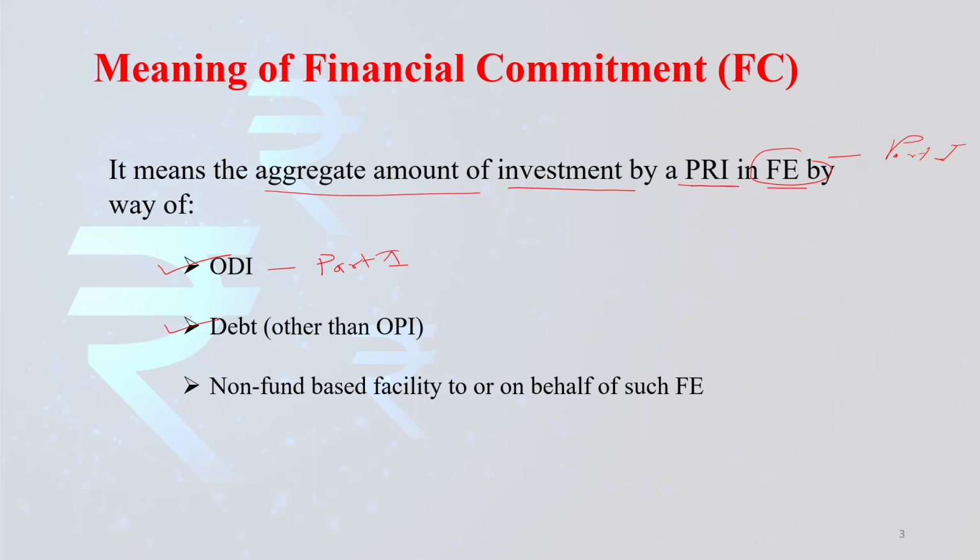The second mode of investment is debt, that is, other than overseas portfolio investment. What overseas portfolio investment is, we have already discussed in part 2 video, so you can refer to it if you don't know about it. And the third avenue for financial commitment is non-fund based facility to or on behalf of such foreign entity. So first is ODI, second is debt, and third is non-fund based facility. Financial commitment means the aggregate amount of investment by way of these three instruments: debt, ODI, and non-fund based facility.